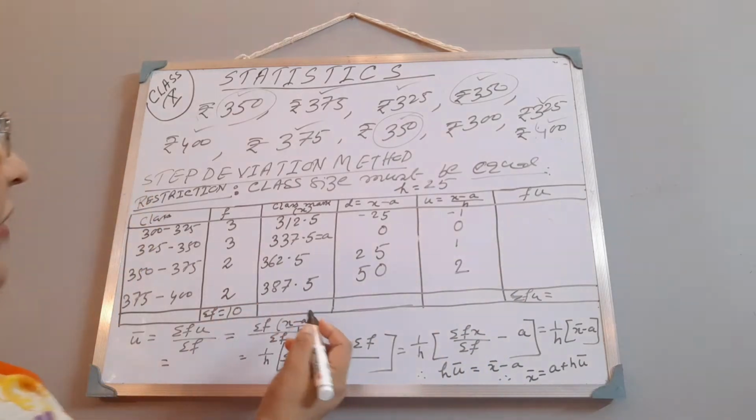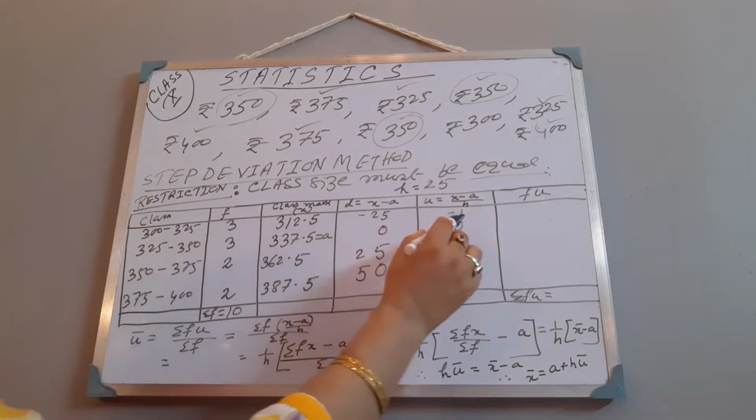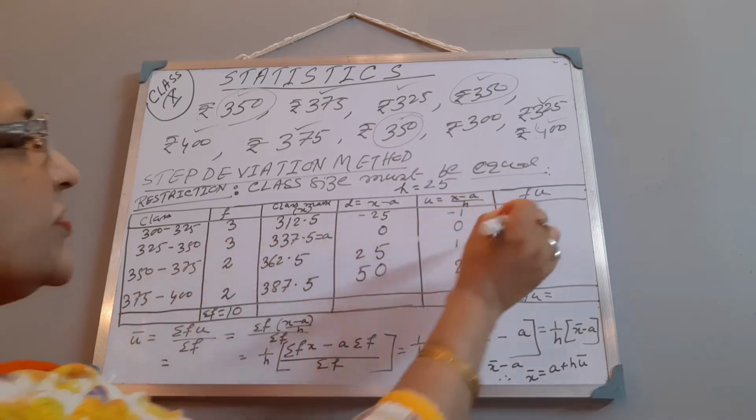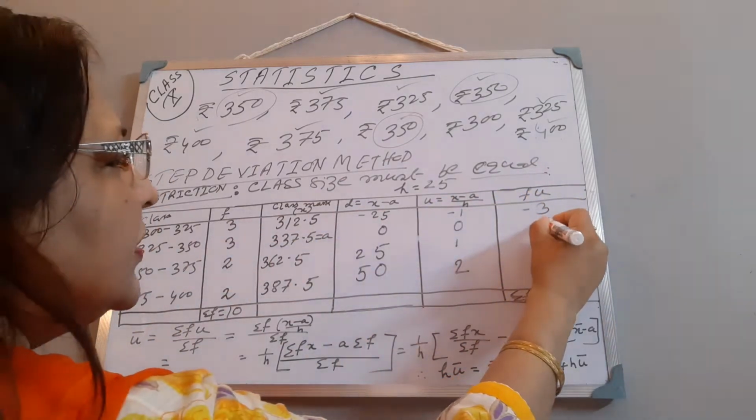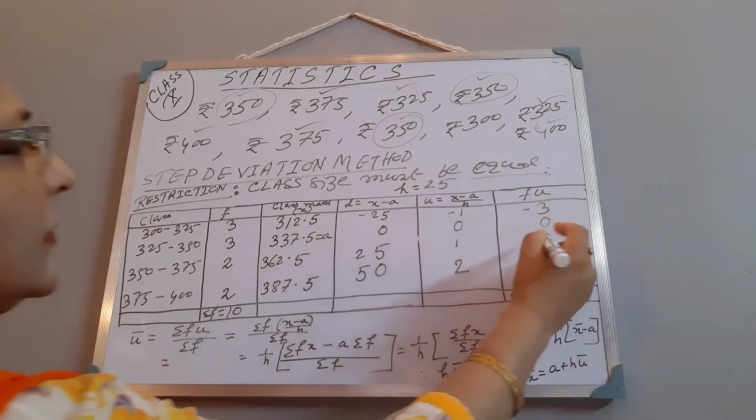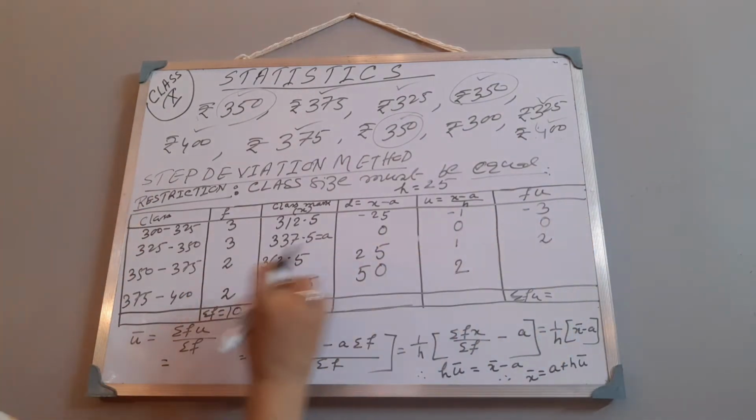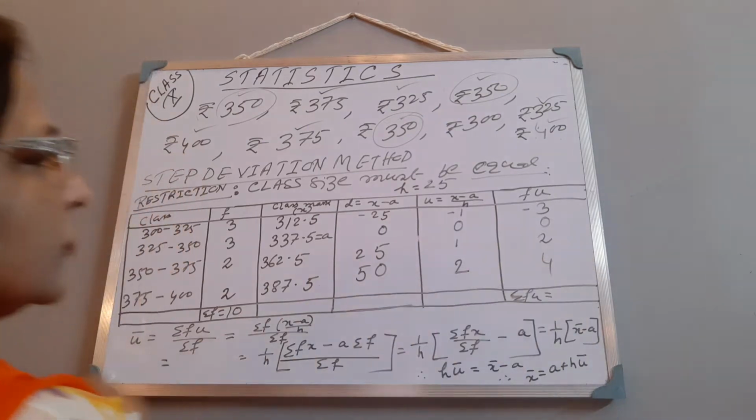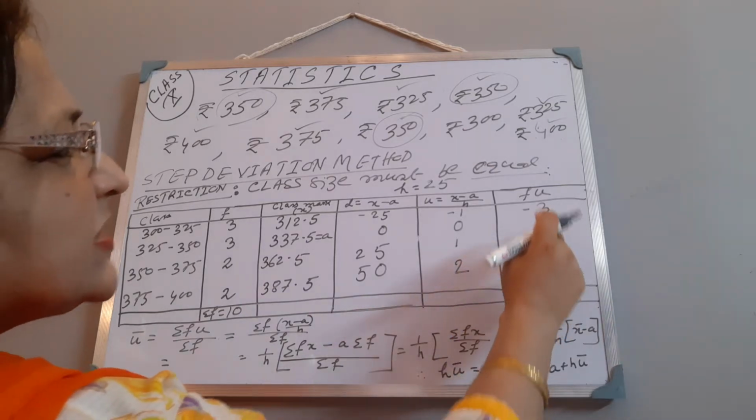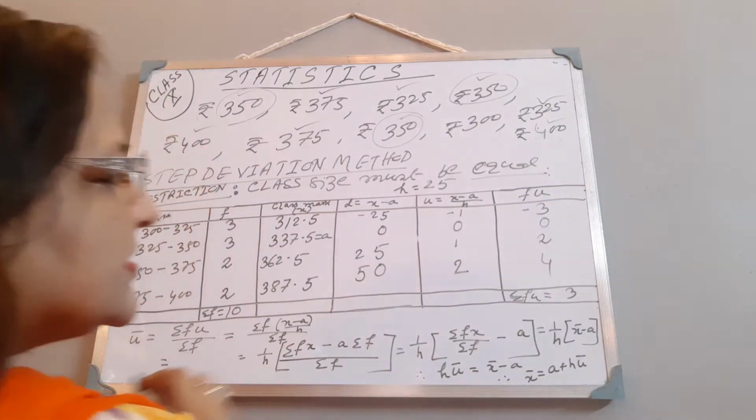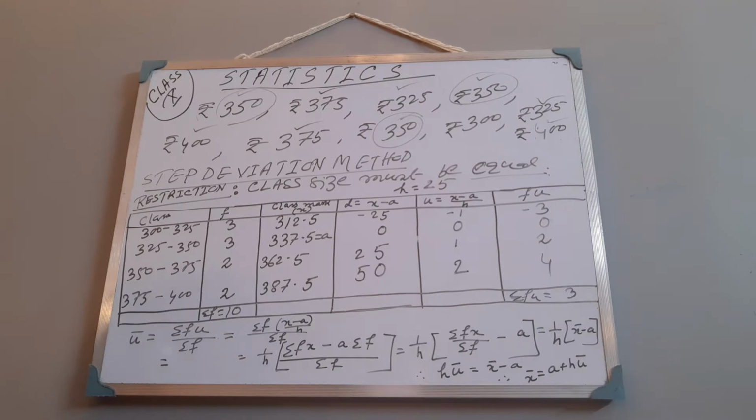Now f u. What is f? 3. What is u? Minus 1. So 3 into minus 1 gives us minus 3. Similarly, 3 into 0 is 0. 2 into 1 is 2, and 2 into 2 is 4. So 4 plus 2 is 6, and 6 minus 3 comes to 3. Sigma fu is equal to 3.